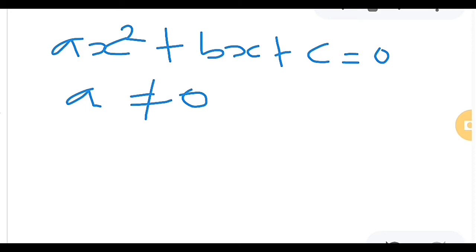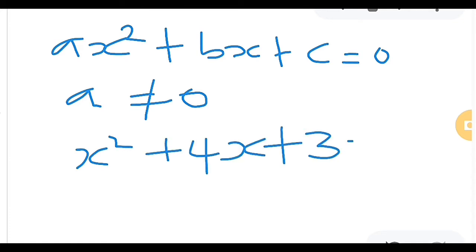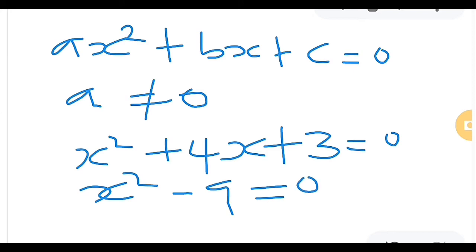For example, x squared plus 4x plus 3 equals 0, x squared minus 9 equals 0, etc. Let us look at example 1 on how we can solve a quadratic equation by factorization method.